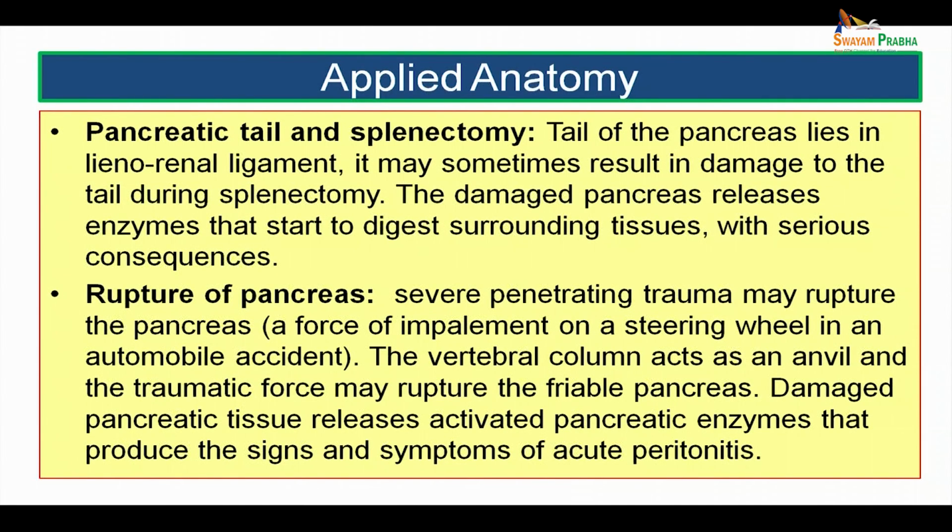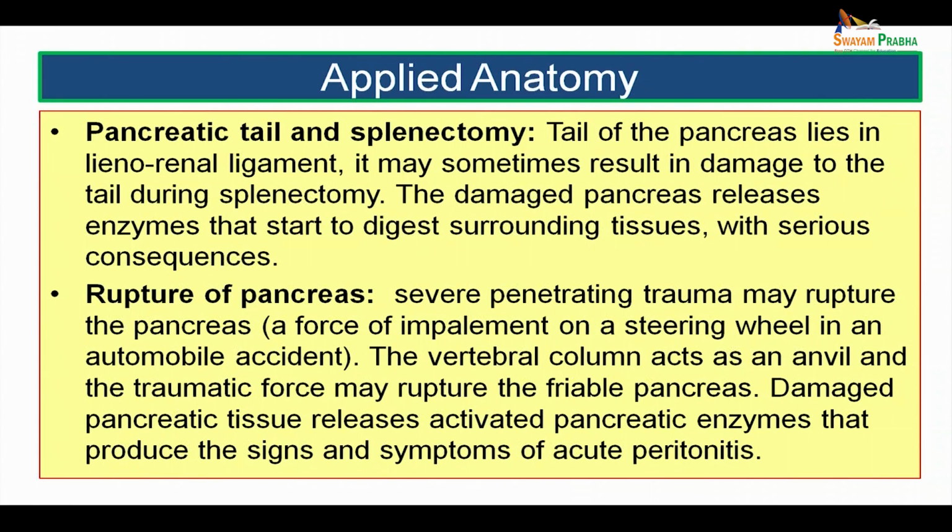The next applied anatomy point is the pancreatic tail and its relation to splenectomy. The tail of pancreas, as we know, lies in the lienorenal ligament. It may sometimes result in damage to the tail during splenectomy. The damaged pancreas then releases enzymes that start to digest the surrounding tissues, with serious complications.